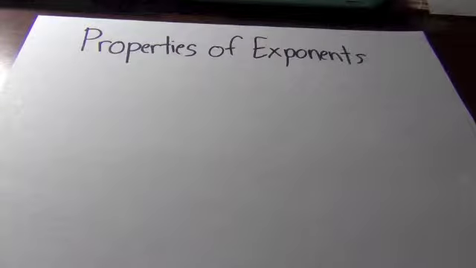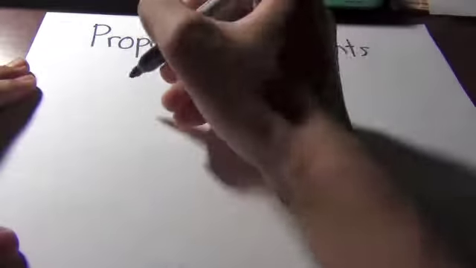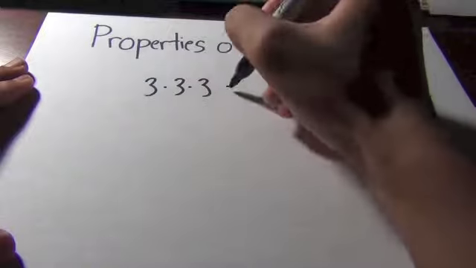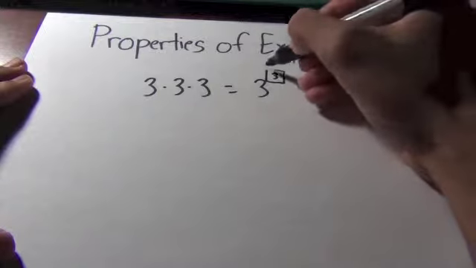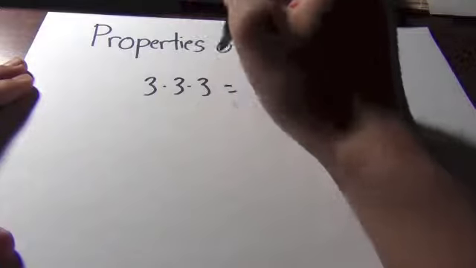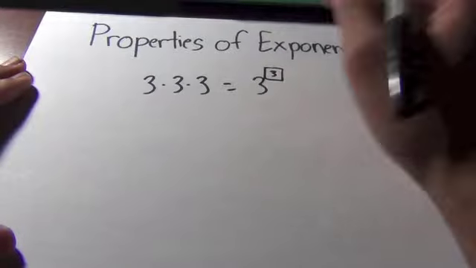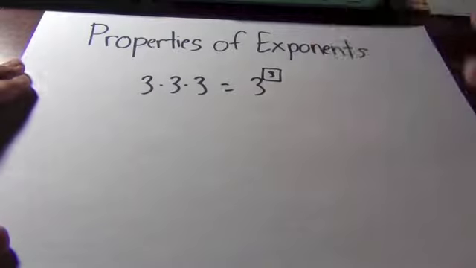In this video, I will be covering the basic properties of exponents. So what is an exponent? Basically, an exponent is a shorthand way of writing something. For example, if I had 3 times 3 times 3, I could also write this as 3 to the third. This is an exponent. Instead of writing out the whole thing, I can simplify it as 3 to the third power. So that's what an exponent is: 3 multiplied by itself 3 times.